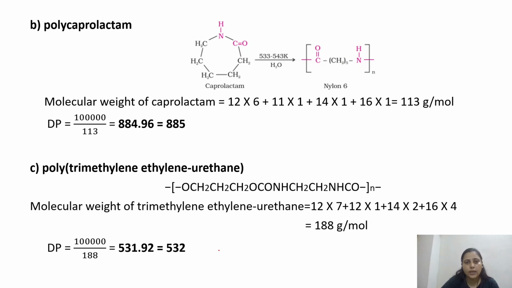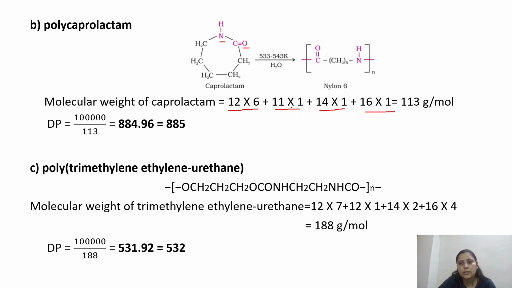The carbon atoms are 1, 2, 3, 4, 5, 6, so 6 carbon atoms. Then the hydrogen atoms are 11, counting 2, 4, 5, 6, 7, 8, 9, 10, 11. Then the nitrogen atom is 1 here in red, and last is the oxygen, which is 16 into 1. So by calculating, we will get 113 gram per mole as the molecular weight of caprolactam.